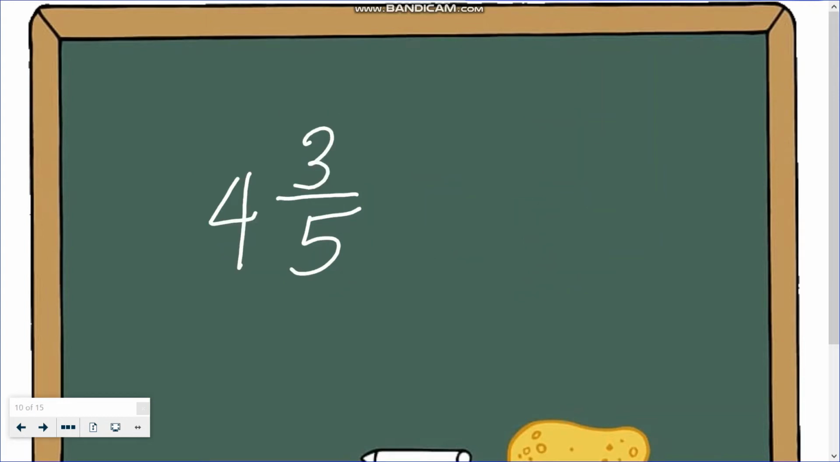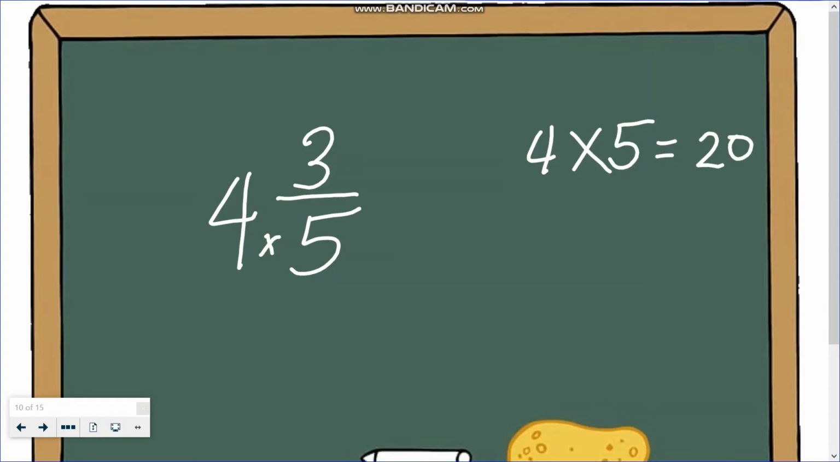Let's have another example: 4 and 3/5. How are we going to change this to an improper fraction? Again, number 1, you have to multiply the whole number to the denominator. So that will be 4 and 5. 4 times 5 is equal to 20.